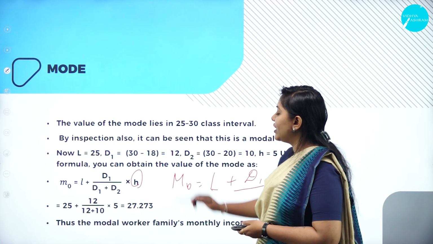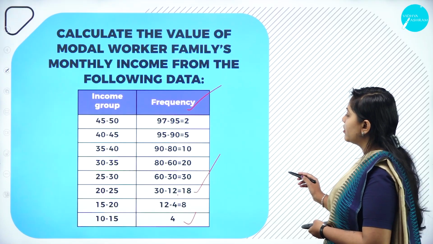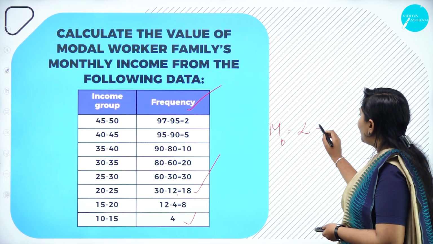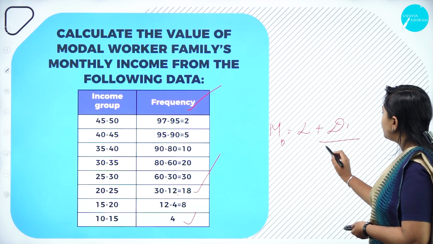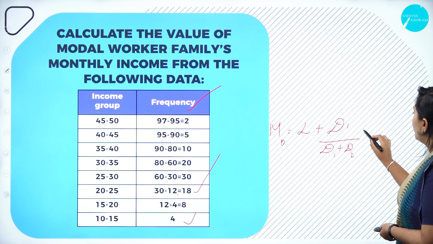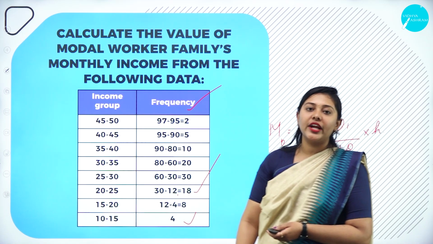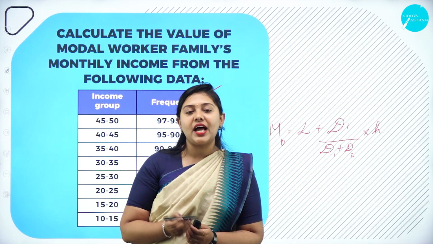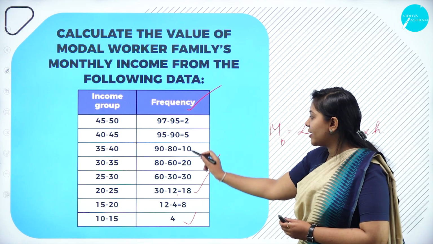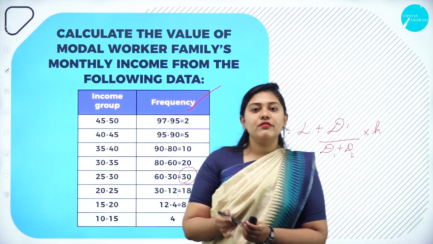The value of the modal class lies where? How do you get the modal class? The formula will be Mo is equal to lower limit plus D1 divided by D1 plus D2, into H. As I have told you, first we have to look into the modal class. What is that modal class? The highest number in the given frequency. What is the highest number in the given frequency? 30 is the highest number in the given frequency.